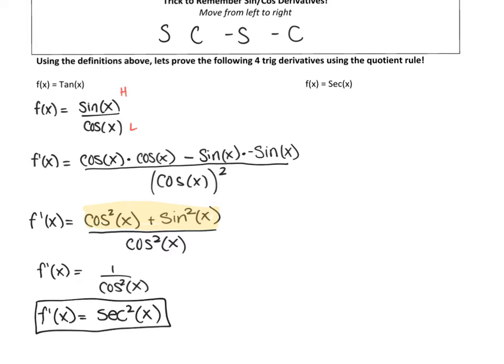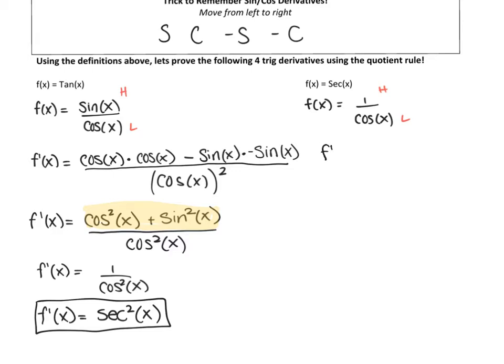So the derivative of tangent is nothing other than secant squared. All right, let's prove secant. So we know that secant is the same thing as saying 1 over cos. So again, we now have a fraction where 1 is my high, cos is my low.